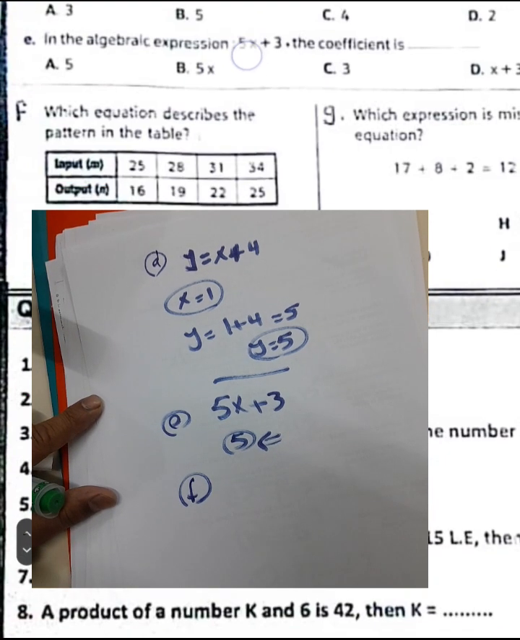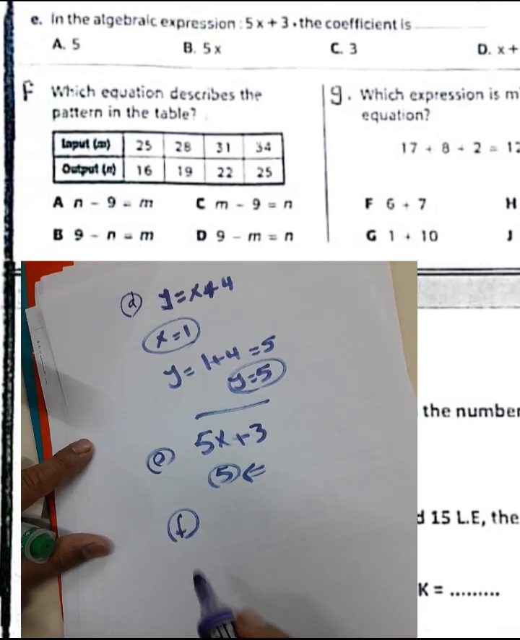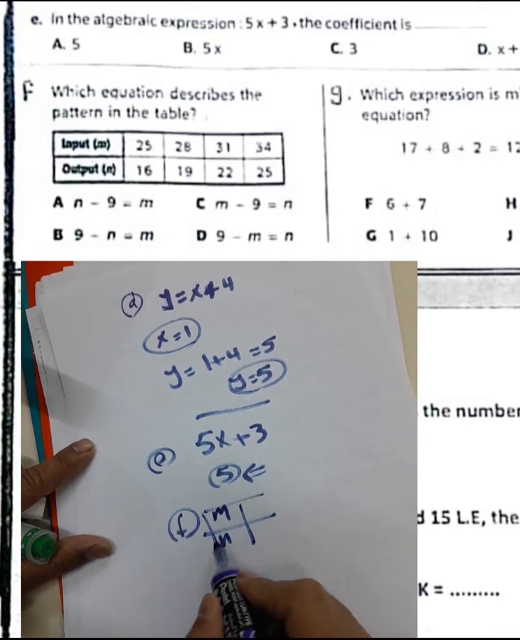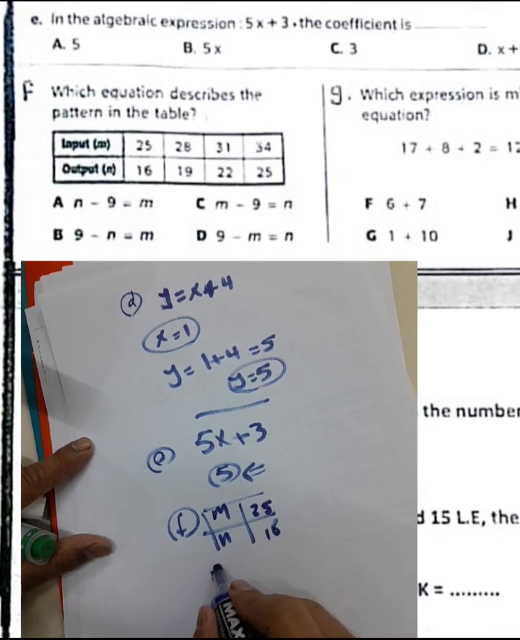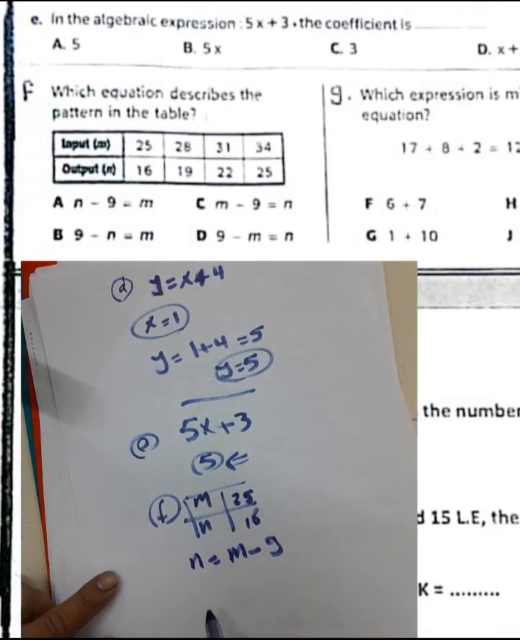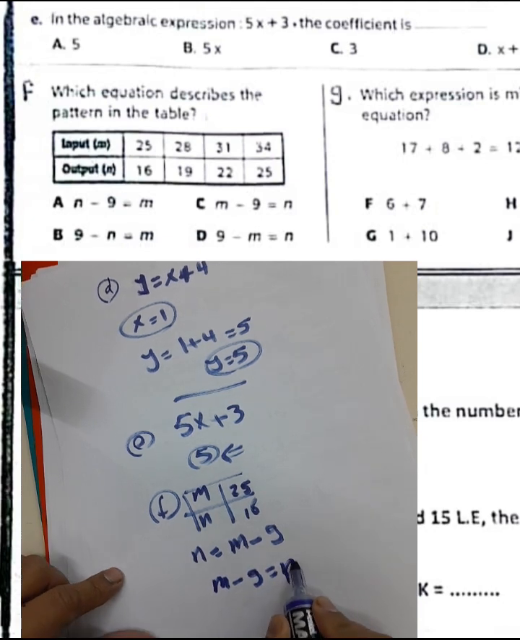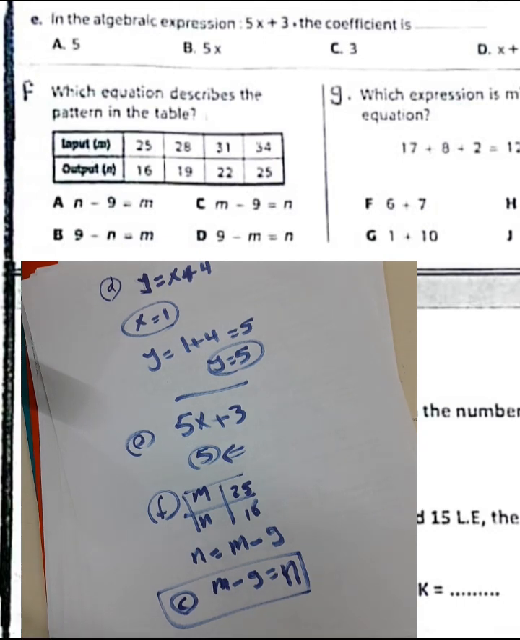Question letter F. Which equation describes the table? We have 25 gives 16, 28 gives 19, and 31 gives 22. We subtract 9 from m. In this table we have m and n. We have 25 and 16, so n will be equal to m minus 9. N equals m minus 9. Choose letter C. Letter C is the solution for this question.